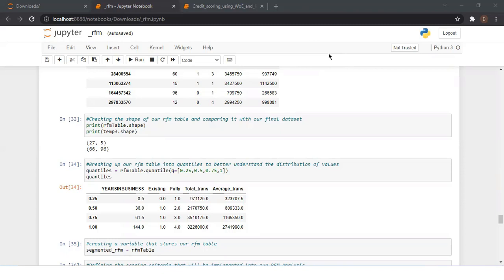So this RFM model is used by almost all companies in various domains. It's not domain specific, that only finance, in the sense of credit score or banking and financial institutions, use this.